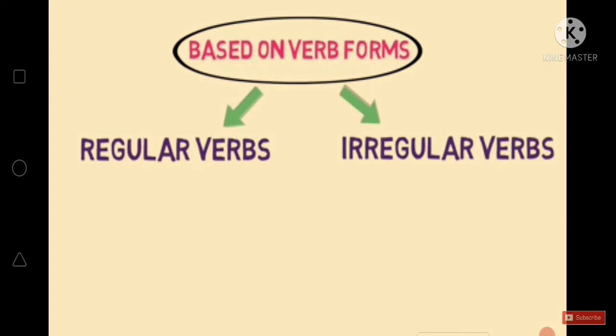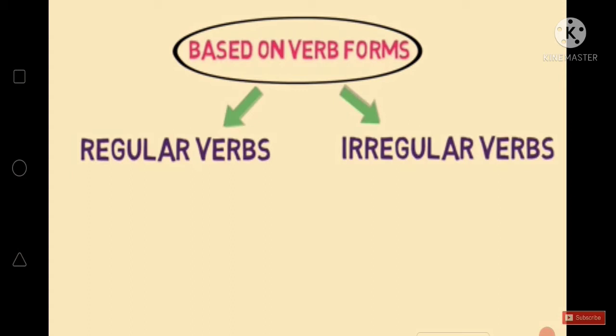Children, in the previous class we learnt about kinds of verbs based on function. Under that, verbs can be divided into two groups: main verbs and auxiliary verbs. And auxiliary verbs can again be divided into two: primary auxiliaries and modal auxiliaries.